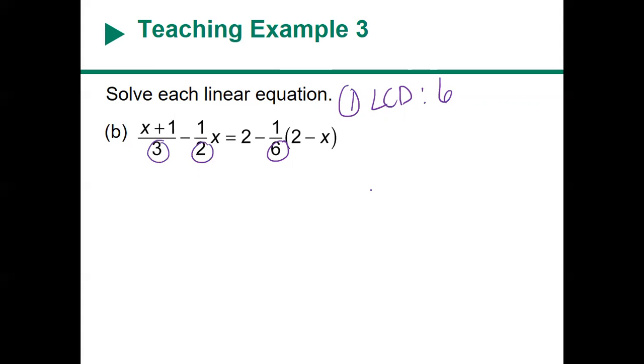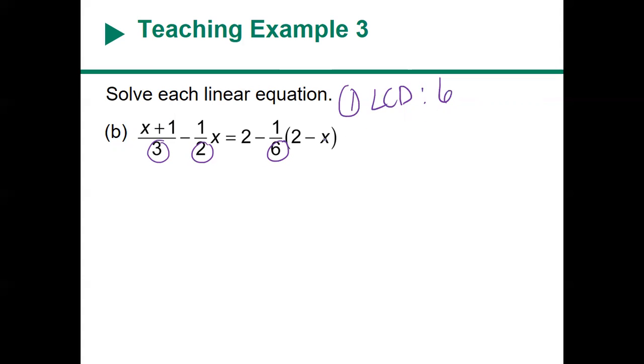LCD is different than greatest common factor, which is what you guys keep hollering at me. There's no GCF between 2, 3, and 6, because 2 and 3 are both prime. There's no GCF except 1. LCD means what is the smallest number that they can multiply to? Not divide into, but multiply to. And the smallest number that 2, 3, and 6 can multiply to is 6. Does that make sense?